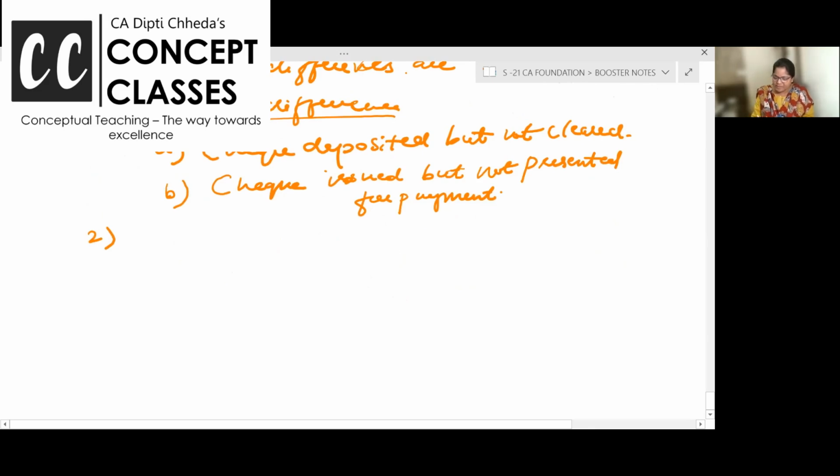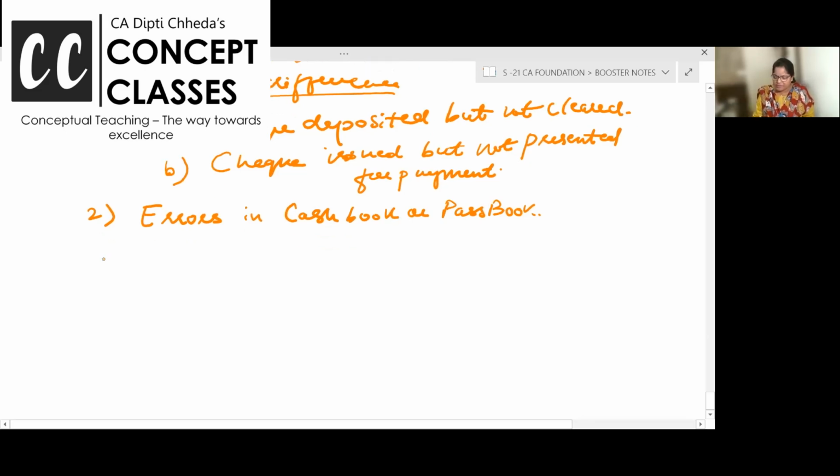This is one of the reasons. Second is errors in cash book or passbook. Some errors are there in the cash book. Error of omission or error of wrong account or wrong side. Instead of debiting bank, you have credited, or you have to debit bank with 205, you have debited 250. Any kind of errors, what you have studied. That is one of the reasons.